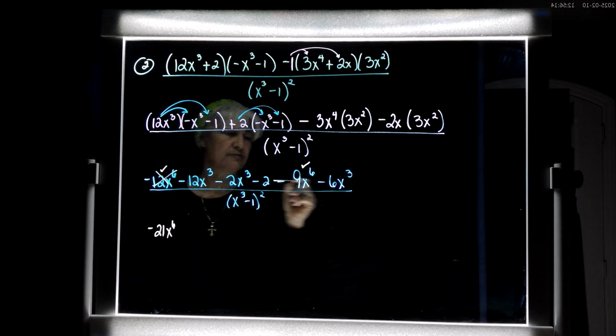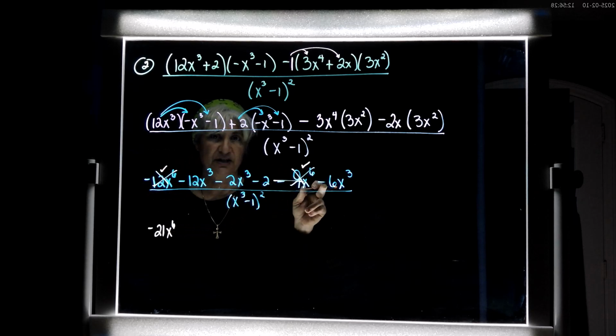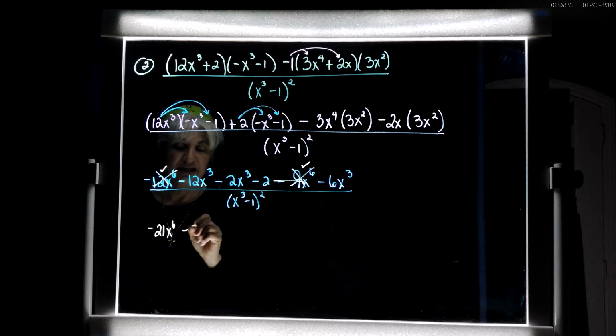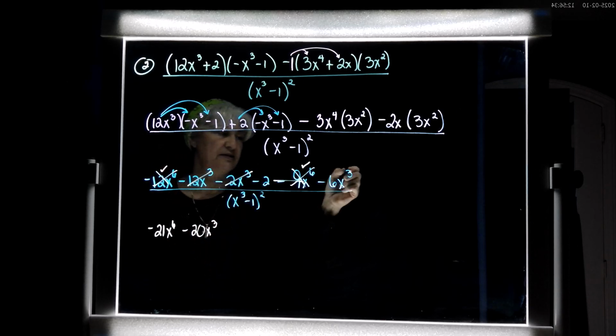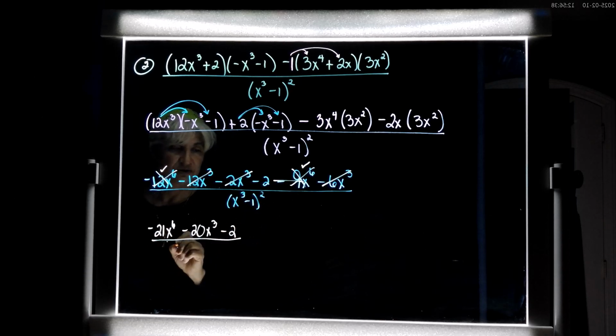These guys are gone. I'm just going to cross them out because I don't want to see them again. And now we've got these x to the 3rds. We have a lot of them. We have minus 12 and a negative 2. Good. Negative 14 and another negative 6. Good. Negative 20x to the power of 3. Let me cross these off because I don't want to see them anymore. Minus 2 all over x cubed minus 1 to the power of 2.